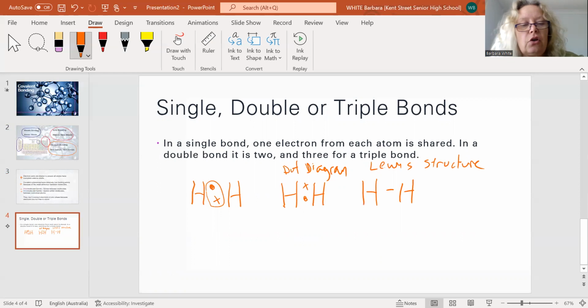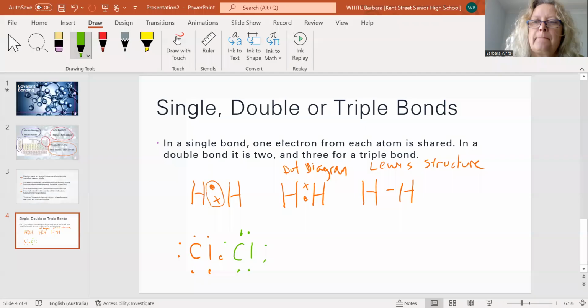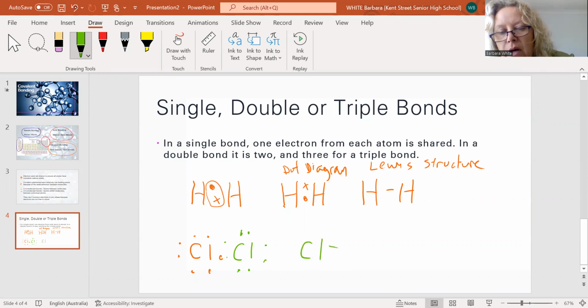Chlorine will do the same thing. So chlorine has 7 electrons. Let me pause this so you don't have to watch. So each chlorine atom has 7 electrons, and the overlap here is that 1 pair there. So you can either draw it like that with the dots, or you can draw it like this, where 1 chlorine is bonded to the other by a single bond. All right, let me rub that out and start again.